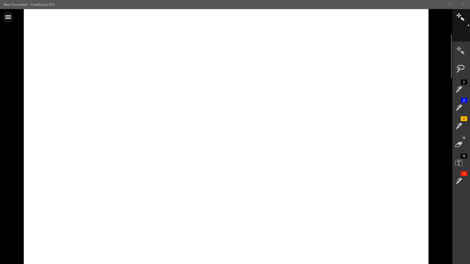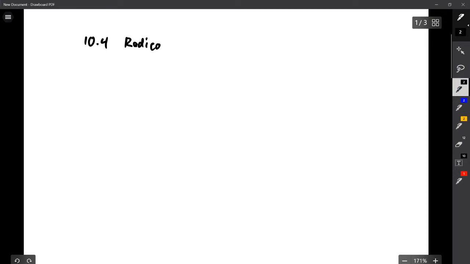So this is lesson 10.4, radical equations. And what's going on here is we are solving for x, where x is initially trapped inside of a square root. That's what's going on.